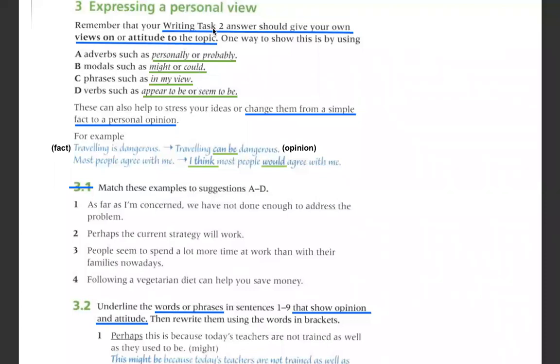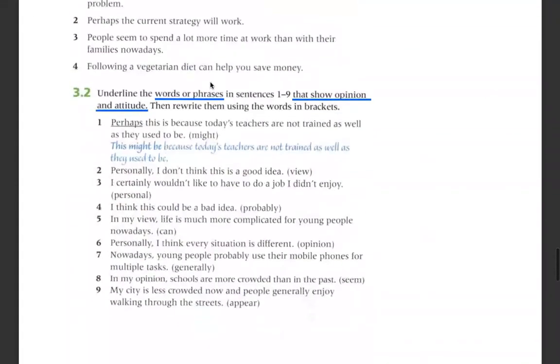Let's have a look at these sentences here, and we're going to practice using these. So here we have some sentences. First have a look at the words that they already use to show opinion, like perhaps. And then we're going to change the sentence using the word in brackets. So here we took away the word perhaps and we changed it to this might be. Perhaps this is because today's teachers are not trained. This might be because today's teachers are not trained. So both of these are opinion.